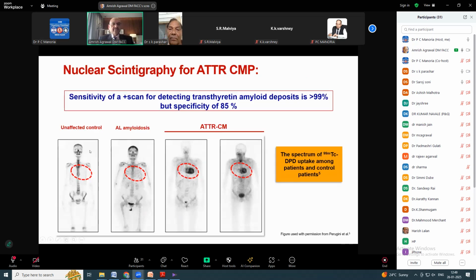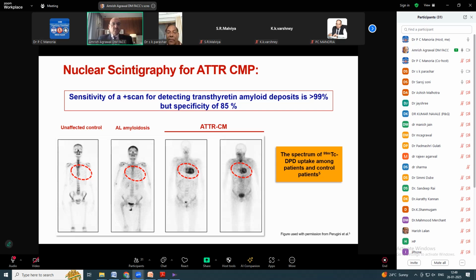So you can see the unaffected control, and those patients with ATTR cardiomyopathy, the data shows that the sensitivity of a positive scan for detecting transthyretin amyloid deposits is 99%, but the specificity is in the range of 85%. Why? Because the amyloid deposit uptake is not restricted to ATTR cardiomyopathy. Systemic amyloidosis can also take up. That is why sensitivity is very high, but the specificity is low. And how to distinguish between the two, we will go a little bit down the line.